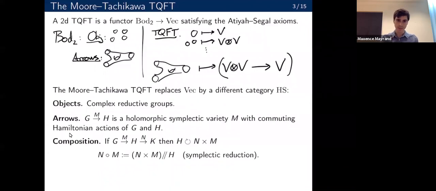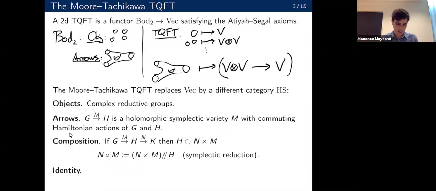It makes sense because G acts on M, and there's a residual action of G now on the quotient, and also an action of K. So you can view that as an arrow from G to K because there's an action of G times K on this symplectic reduction descending from the actions on M and N. So that's composition.